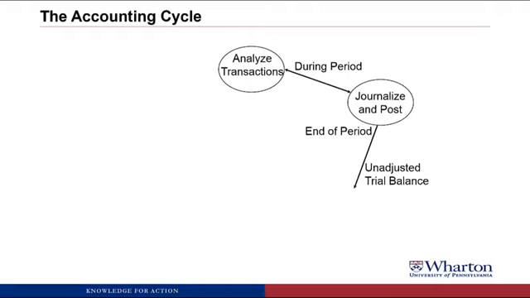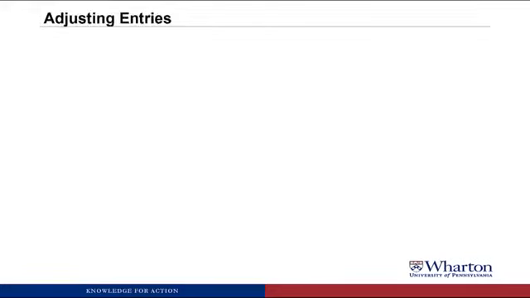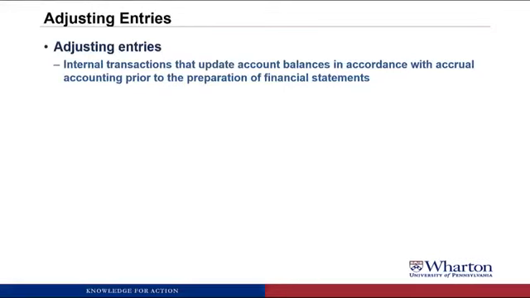So far, we've looked at the part of the accounting cycle where a company is analyzing transactions, doing journal entries, and posting the T accounts during the fiscal period. And at the end of the period, the company does an unadjusted trial balance to make sure that there are no mistakes made so far. Now we're going to move on and take a look at the next step in the cycle, which is adjusting entries.